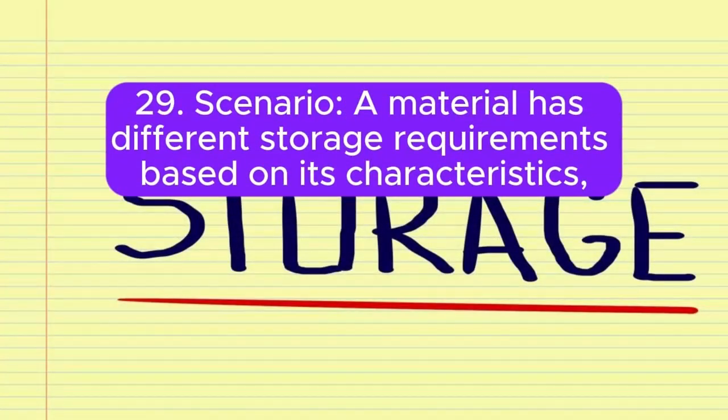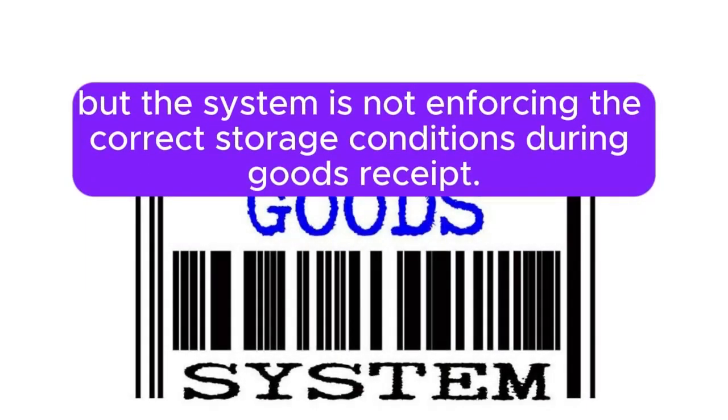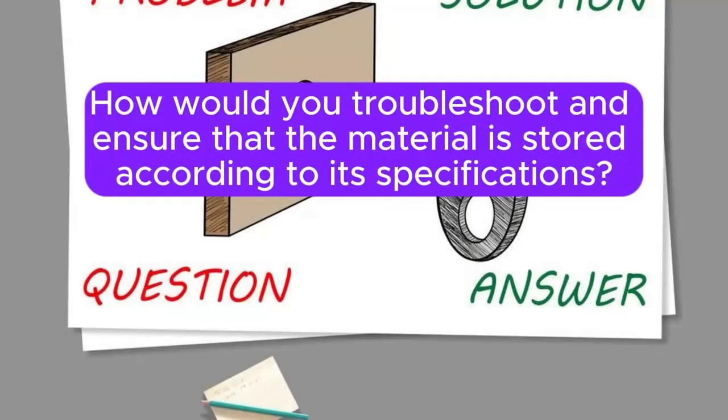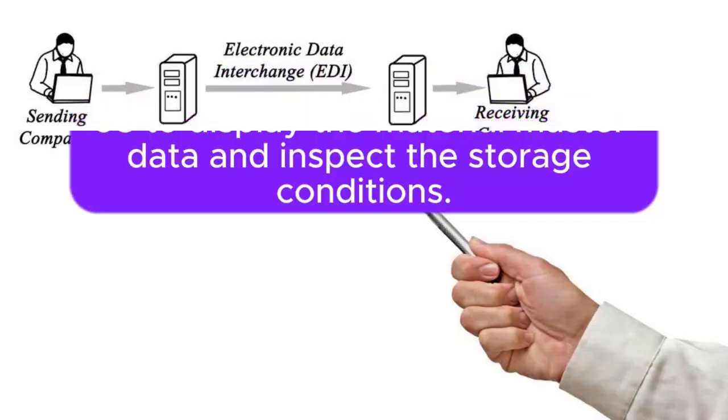29. Scenario: a material has different storage requirements based on its characteristics, but the system is not enforcing the correct storage conditions during goods receipt. How would you troubleshoot and ensure that the material is stored according to its specifications? Answer: I would use transaction MM03 to display the material master data and inspect the storage conditions.